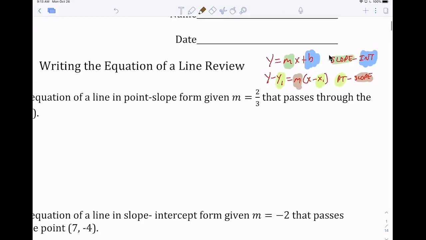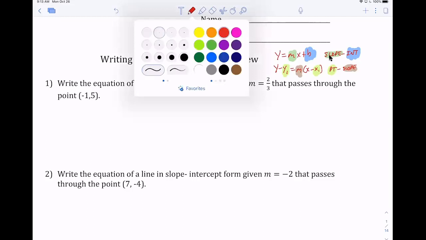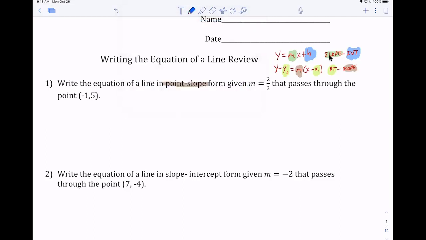All right, so now let's show you how simple this is. I'm writing in what form? Point slope form, which is good. That's the easiest one. I want it in point slope form. So y minus 5 equals 2/3 times (x plus 1). Feels good, doesn't it? Very good. Anybody have any questions with that, or did anybody forget that?